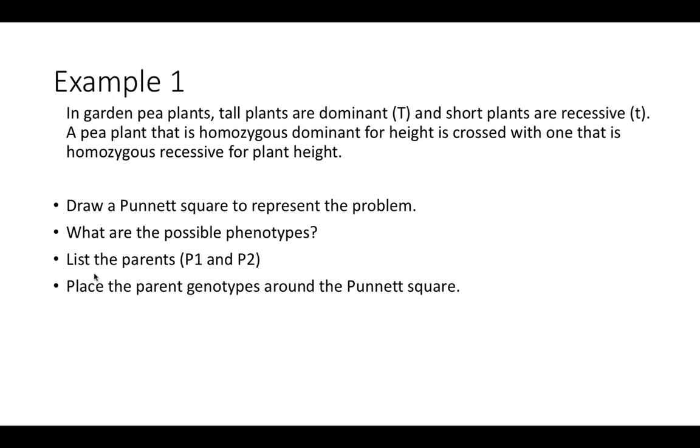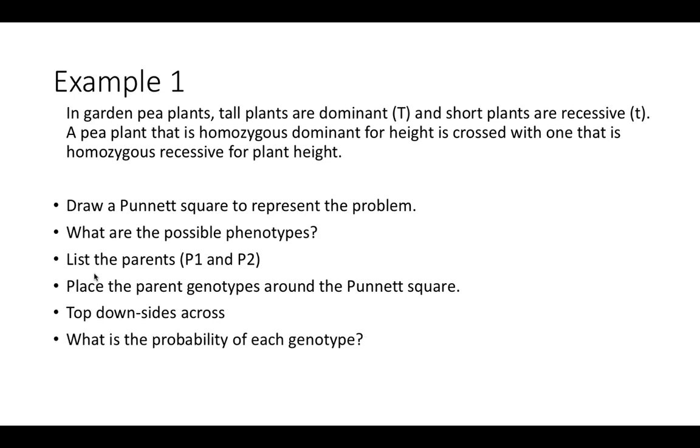We will place the parent genotypes around the Punnett square. Top down, sides across. We will find the probability for each genotype, and we'll find the probability for each phenotype. Pause here if you need to write these steps down.